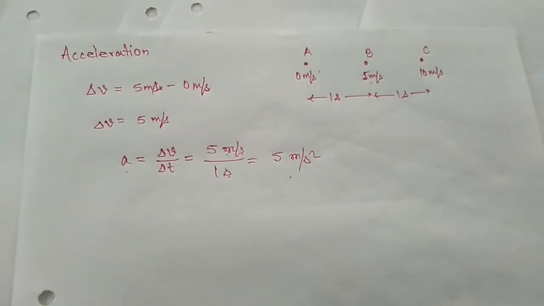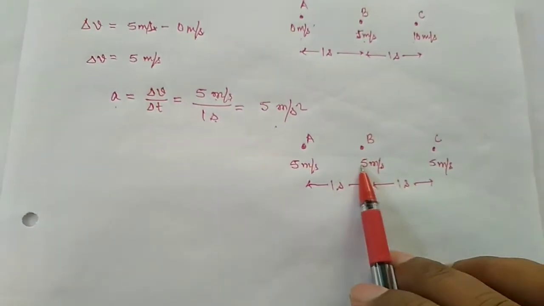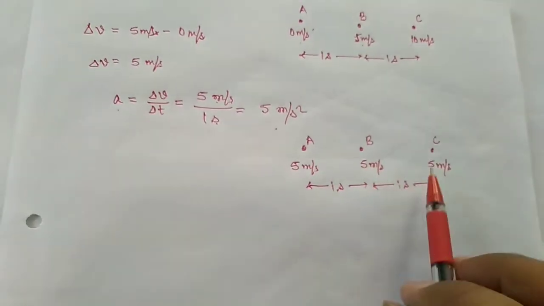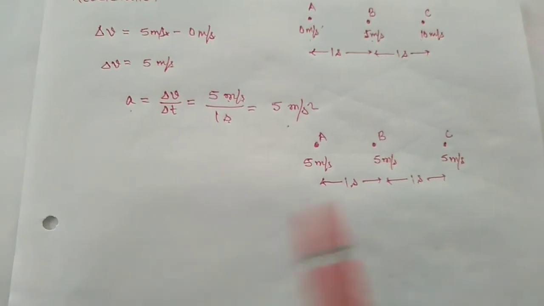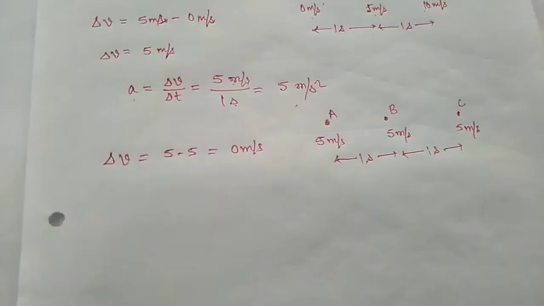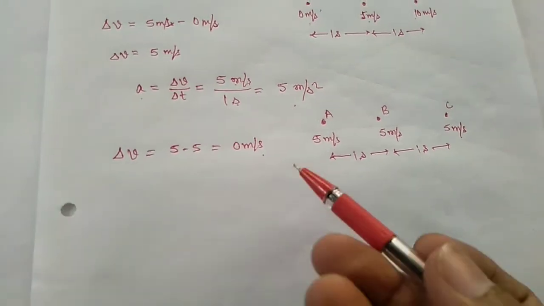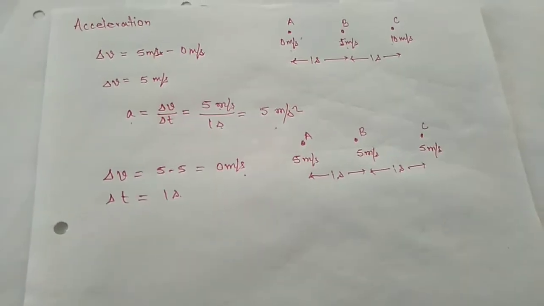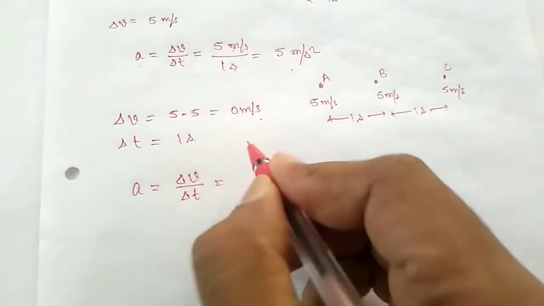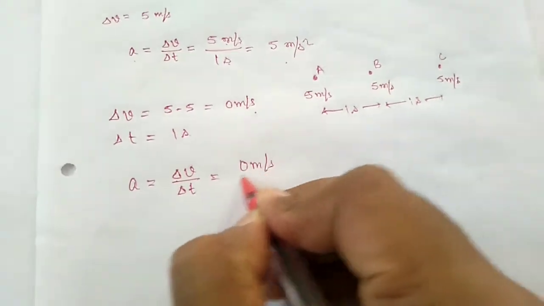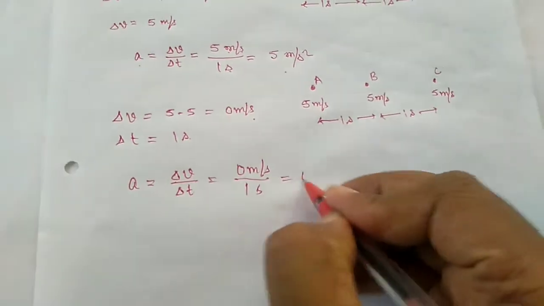Now again see another scenario. In this scenario you can see at A 5 meter per second, B 5 meter per second, C 5 meter per second, means at all the positions the velocity remains the same and the duration is still 1 second. Now let's calculate the change in velocity. So what we have got, change in velocity here 0 meter per second and change in time 1 second. So the acceleration is del v upon del t, the change in velocity is 0 meter per second, and time is 1 second, 2 second, whatever you can take. So here what you got, acceleration 0.